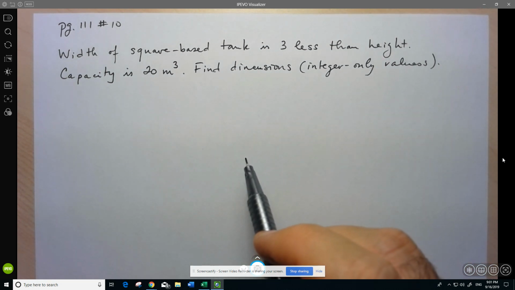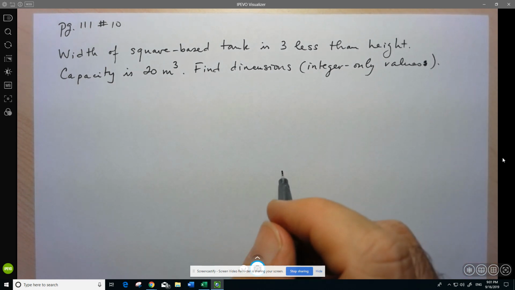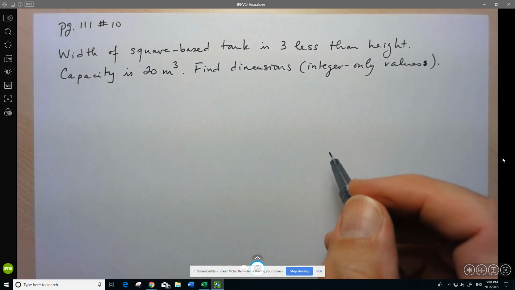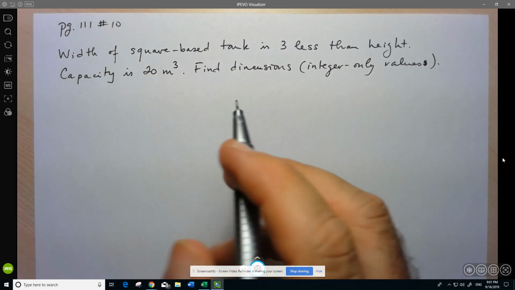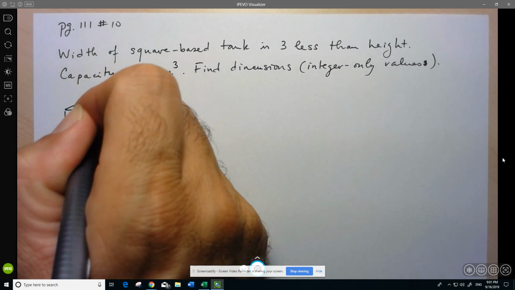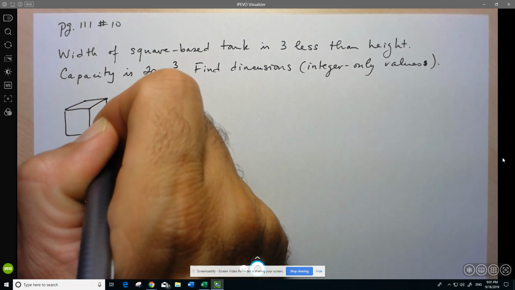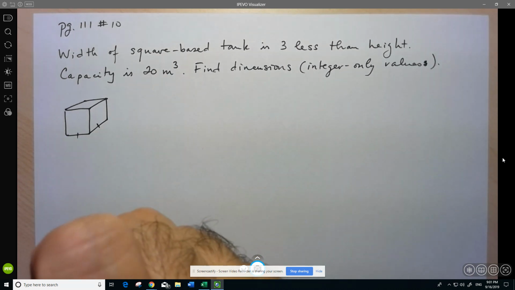Any answers we get that aren't integers, they're not interested in. Anything that has a physical significance like this, we really should be drawing a picture. So let's draw a tank that has a square base, and since it's a square base, these two dimensions are going to be the same.